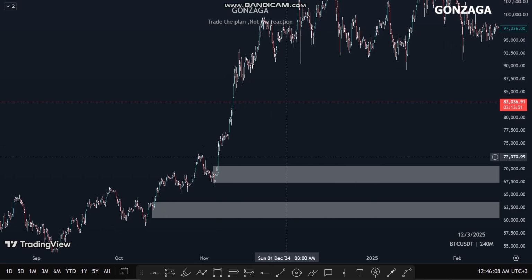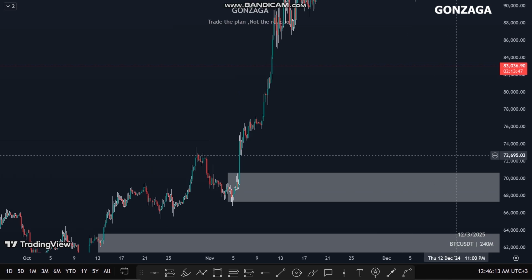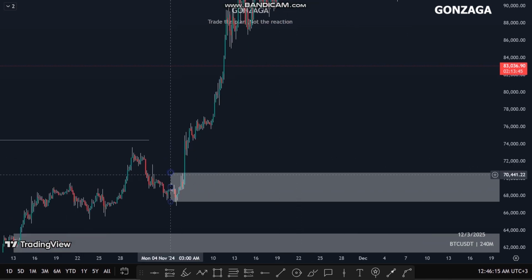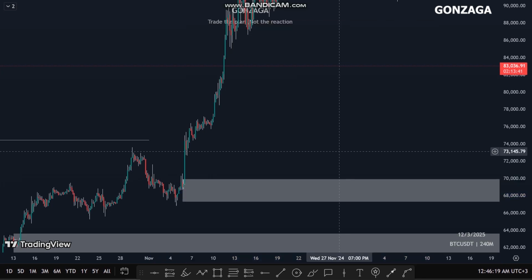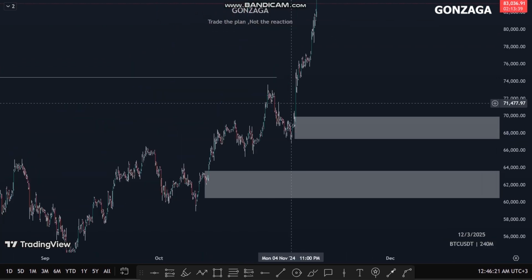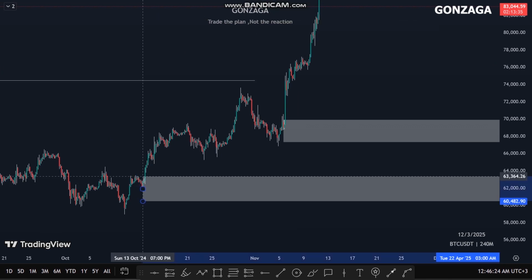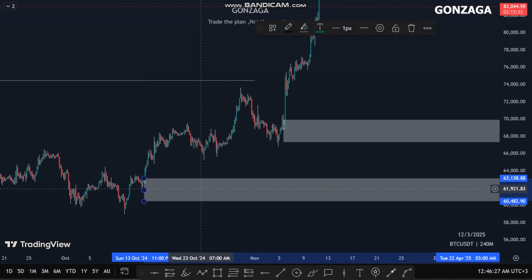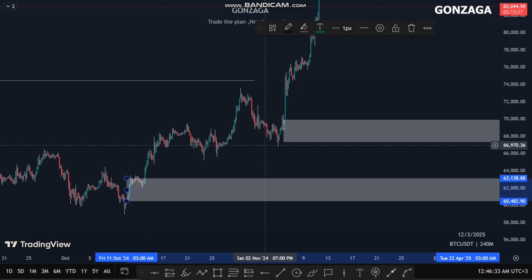Okay, so as we can see here in the 4 hour, we have this small order block, or the small supply, the small demand zone. And also in here we have this, so we take both of them at once.